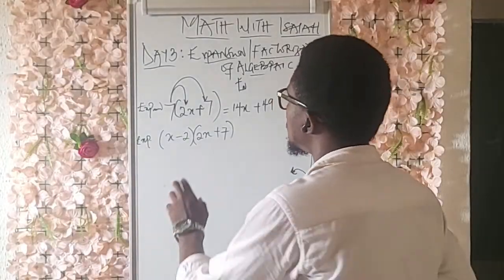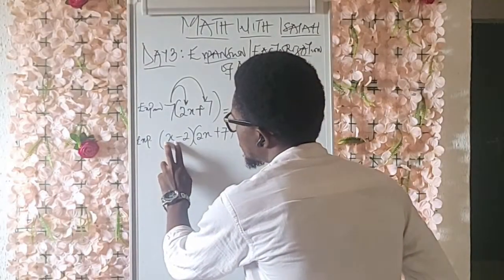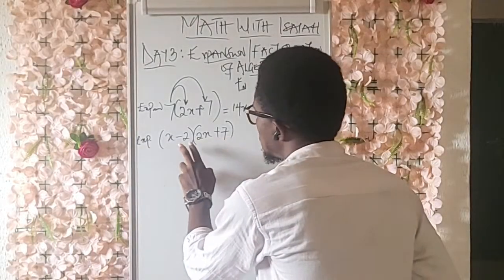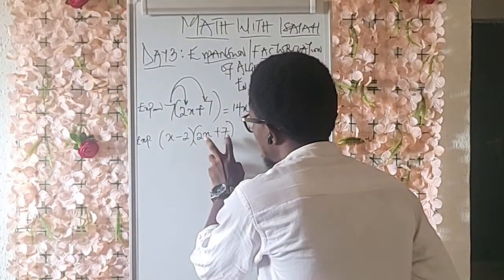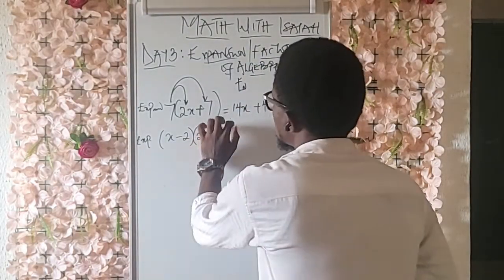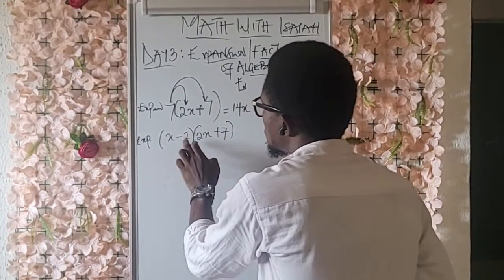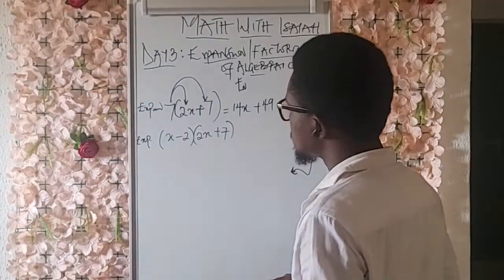Now in this scenario, this first variable will multiply these 2 variables, then this second variable will multiply these 2 variables. This will remain constant. It's this one that will be multiplying. This will multiply these 2, this will multiply these 2. So you have something like this.